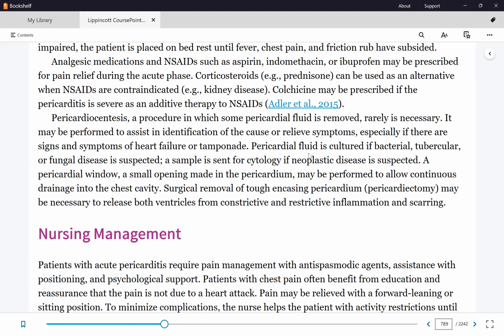We have to create a window. A window is simply a small opening cut in the pericardium. So instead of the fluid accumulating in the pericardium, what will it do? It will just come out of that window and go into the peritoneum, where it won't cause problems. Which one will be bigger, the peritoneum or the pericardium? The peritoneum is large. Look at mine, right?